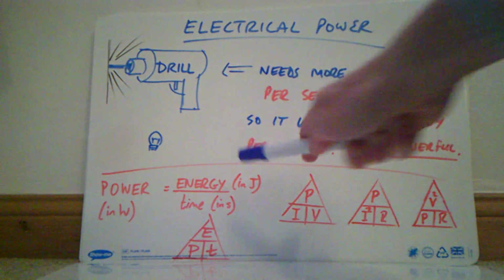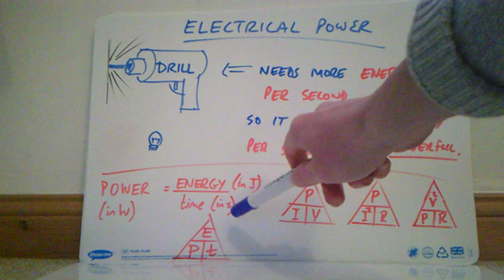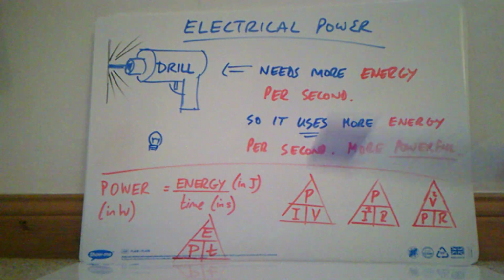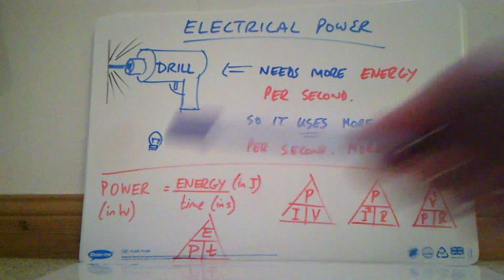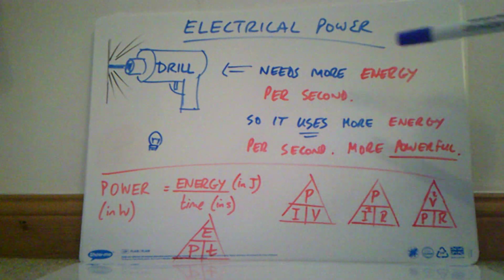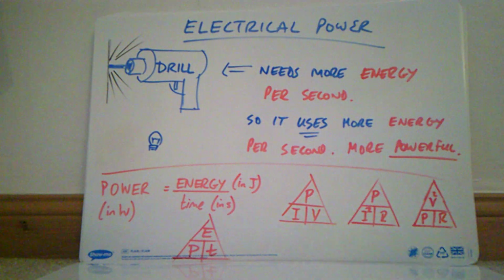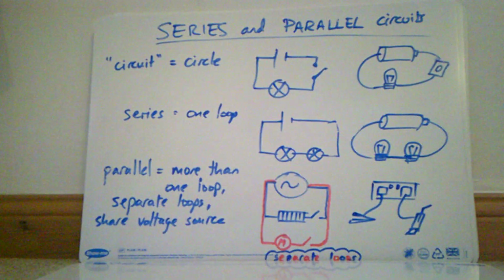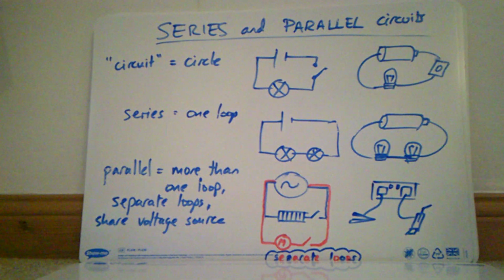So power is energy divided by time. Energy is in joules, time is in seconds, power is in watts. So here's the formula: P equals E over T. There are three other power formulas: P equals IV, P equals I squared R, and P equals V squared over R. These are the triangles. Okay, how do you know which triangle to use? Do your shopping list.